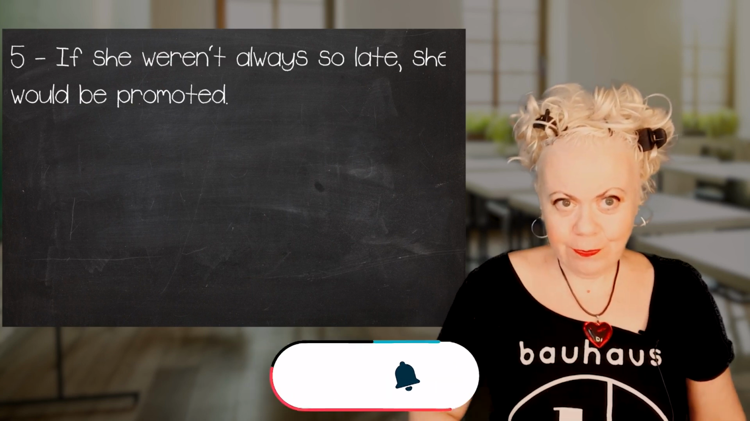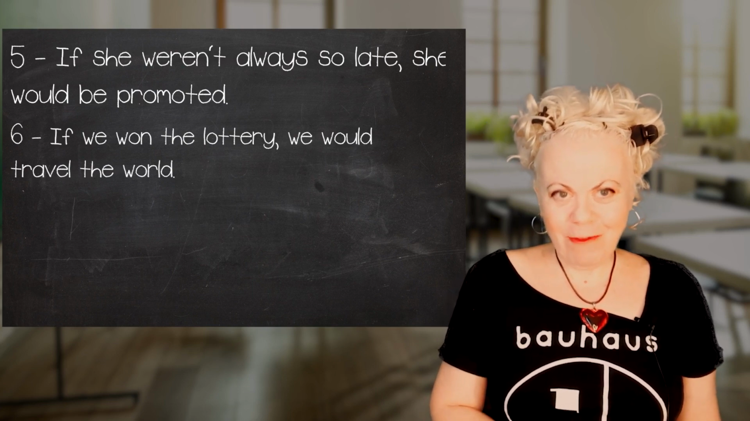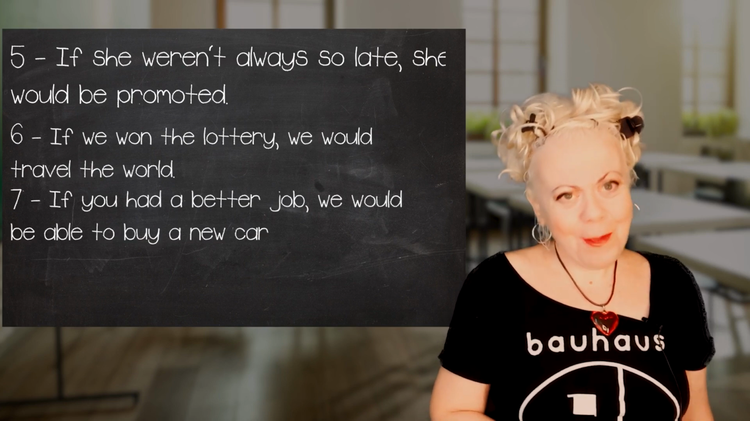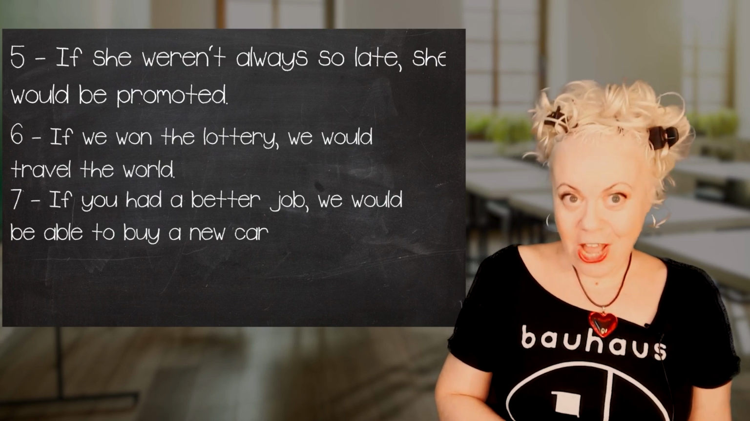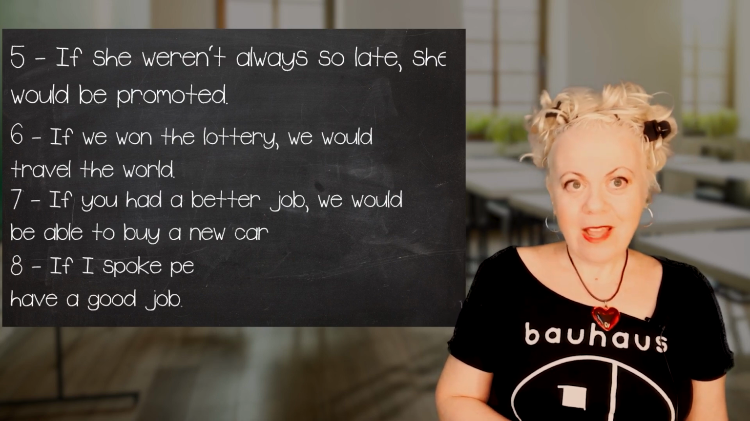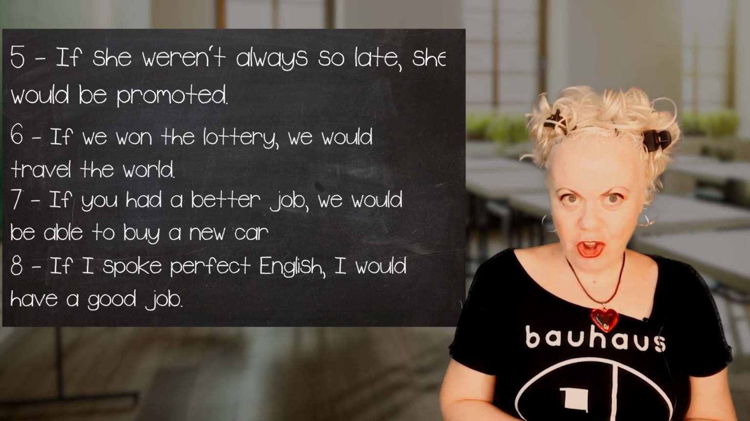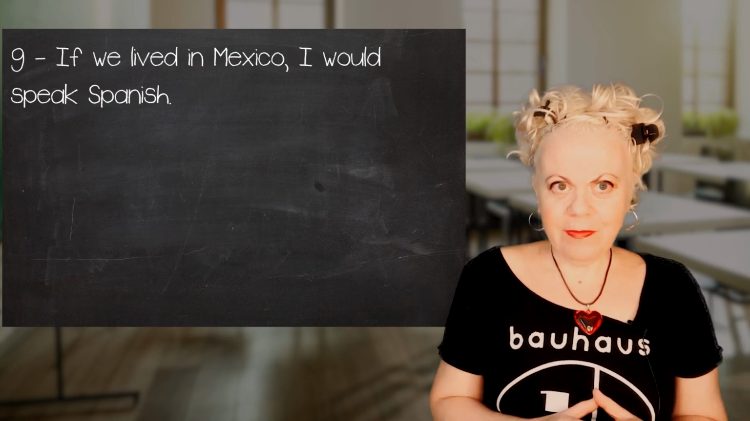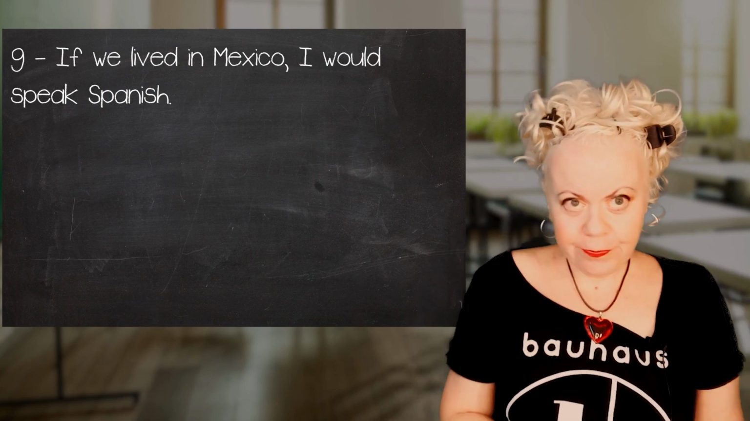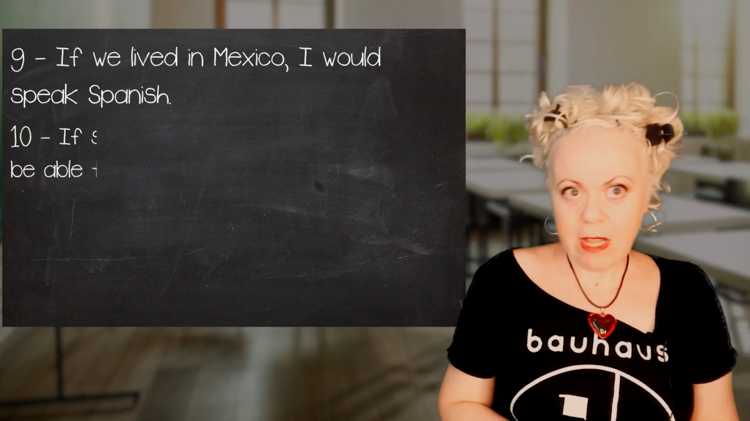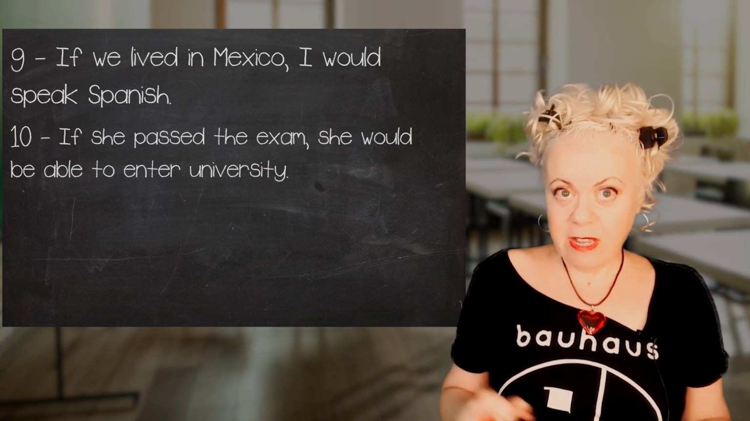Number 6. If we won the lottery, we would travel the world. Number 7. If you had a better job, we would be able to buy a new car. Number 8. If I spoke perfect English, I would have a good job. Number 9. If we lived in Mexico, I would speak Spanish. Number 10. If she passed the exam, she would be able to enter university.